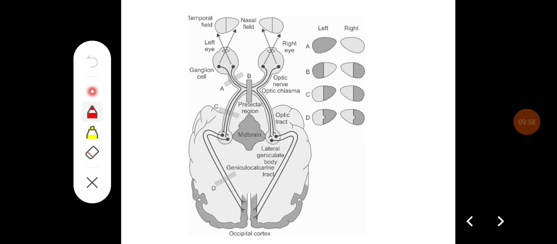So this diagram shows different defects in the field of vision. If the lesion is in the optic nerve, it is going to lead to anopia. If the lesion is in the optic chiasma, it is going to lead to bitemporal hemianopia. If the lesion is C, that is a left optic tract, it is going to lead to right homonymous hemianopia. And if the lesion is at the cortical level or in the optic radiation, it is going to lead to homonymous hemianopia with macular sparing.